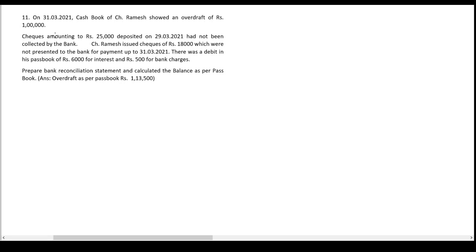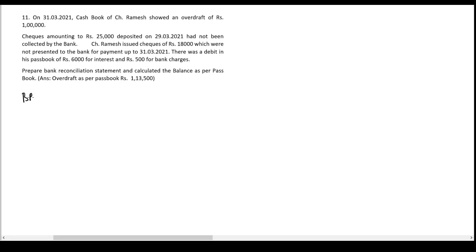Checks amounting to rupees 25,000 deposited on 29th March 21 had not been collected by the bank. CH Ramesh issued checks of rupees 18,000 which were not presented to the bank for payment up to 31st March 21. There was a debit in his passbook for rupees 6,000 for interest and rupees 500 for bank charges. Prepare bank reconciliation statement and calculate the balance as per passbook. Let us start.